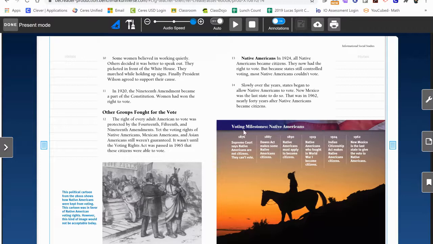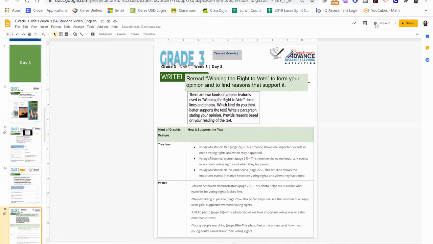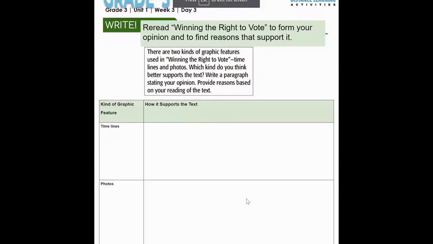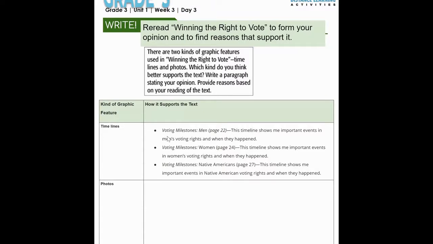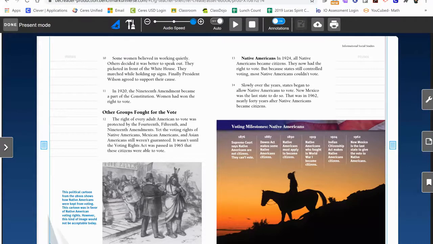So now that I have found that text evidence, I'm going to go back and I'm going to type it in. So how do the timelines support the text? And everything that I just kind of said is what I would write in my chart. Okay, so how the timelines supported the text. Now I'm going to go back and I'm going to look at the photographs and see how the photographs supported the text. Let's start at the beginning.